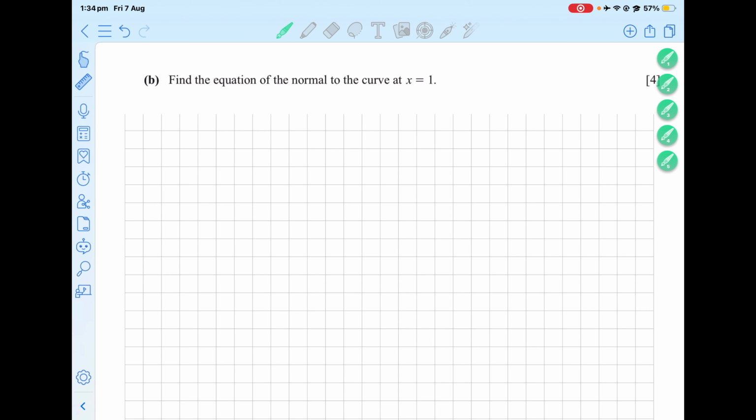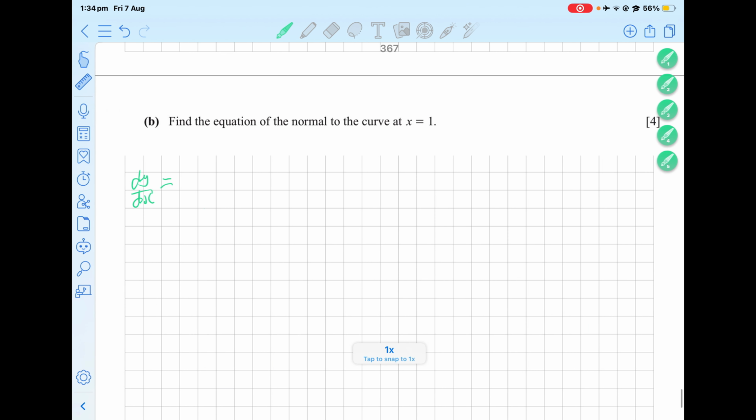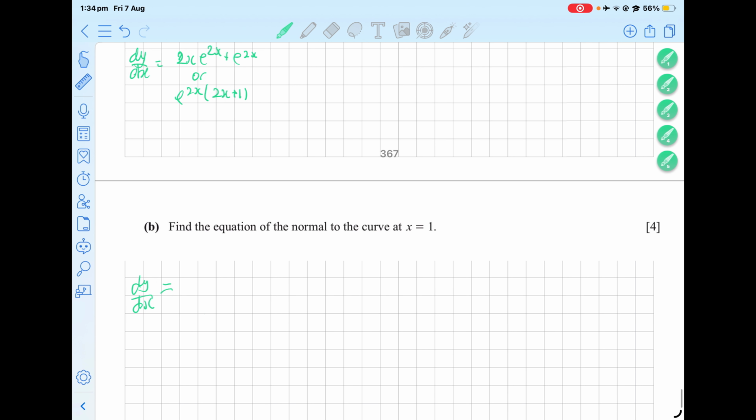Okay, so equation of the normal at x1. So the equation of the normal, so dy by dx... Okay, so that would be e to the 2 into 2 plus 1, 2 times 1, and then plus 1 is like 3, so 3 e to the 2.